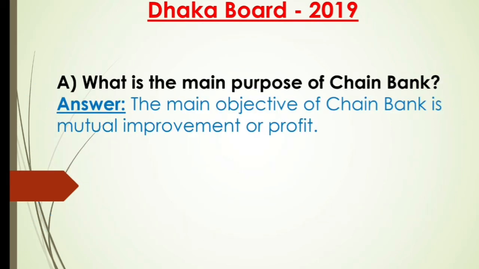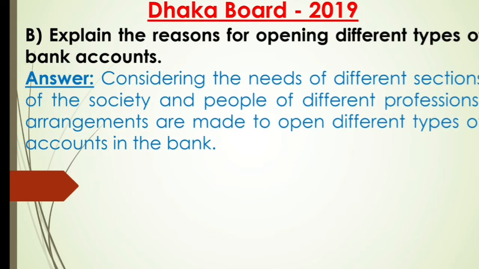Here are the answers. Number A, what is the main purpose of chain bank? Answer is, the main objective of chain bank is mutual improvement or profit. Number B, explain the reasons for opening different types of bank account. Answer, considering the needs of different sections of the society and people of different professions, arrangements are made to open different types of account in the bank.